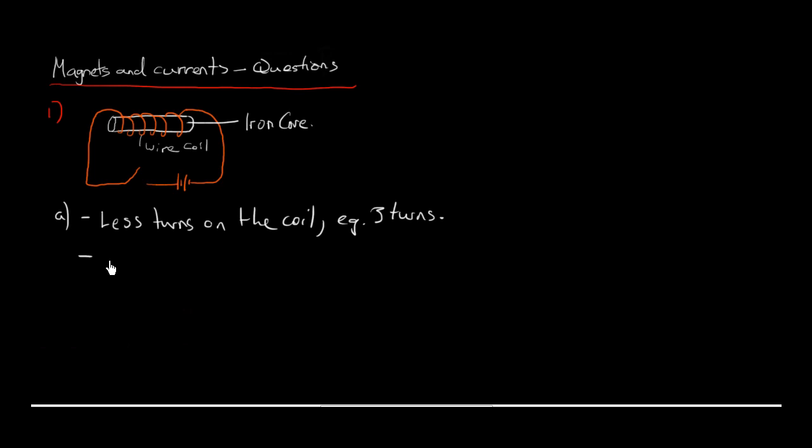And the second way would be to have a smaller current in the circuit. So instead of having 2 batteries, for example, if we only had 1 battery, then the voltage would be less, the EMF generated would be less, and therefore the current would be less, and then the electromagnet would be weaker. So a smaller current will also do it.